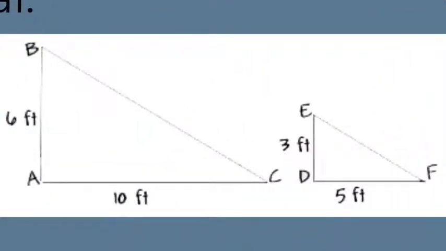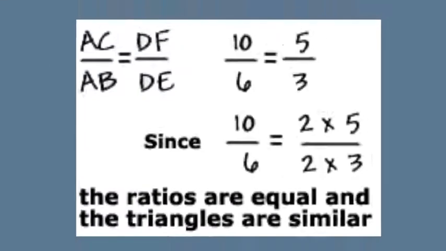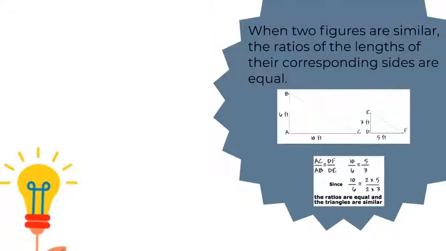Here we have triangle ABC and triangle DEF. The length AC corresponds to the length DF and the length AB corresponds to DE. The ratios are equal and the triangles are similar.